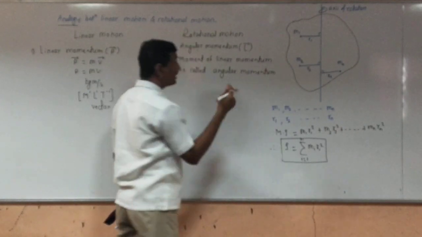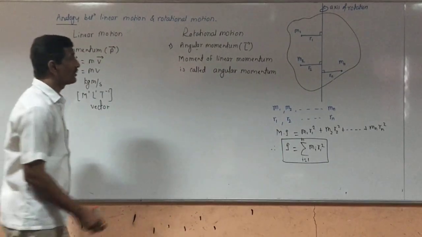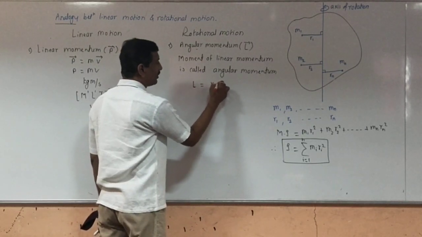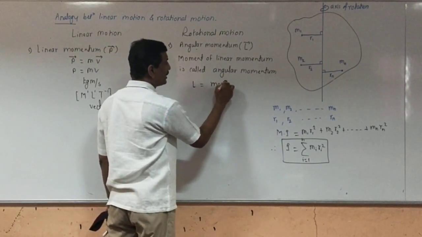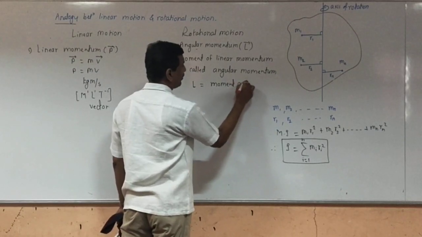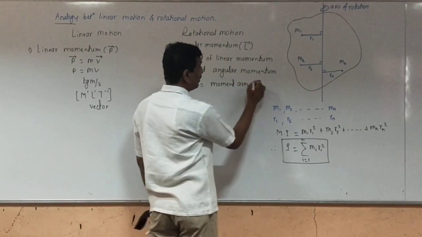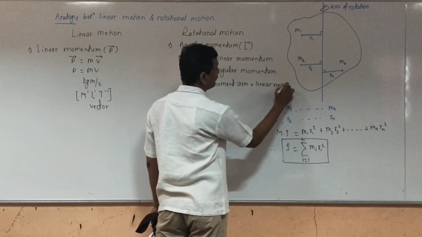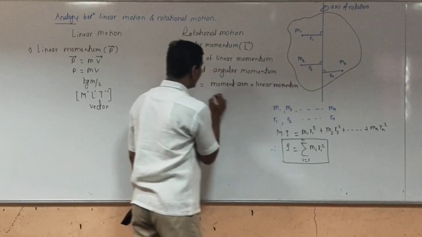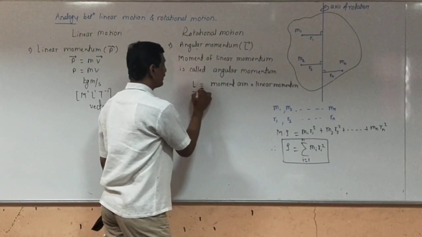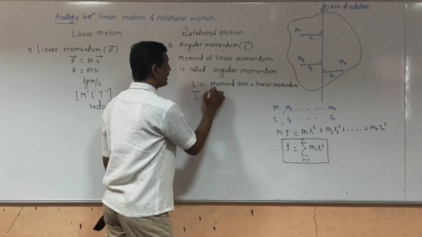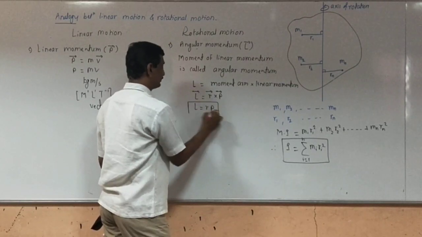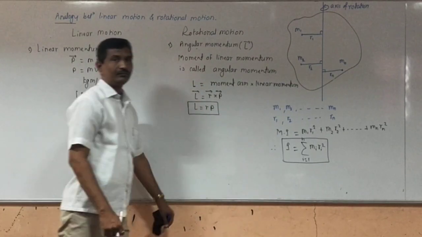So as the moment of linear momentum is the angular momentum, we express the angular momentum L as the product of moment arm and magnitude of the linear momentum. Mathematically, L is equal to R into P. In vector form, it is R bar cross P bar, but in magnitude, L is equal to R into P.